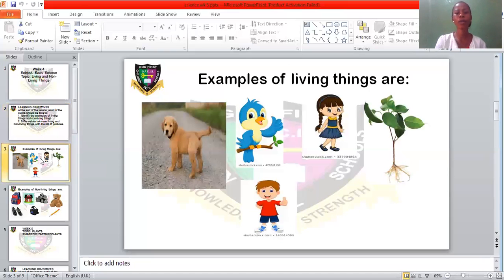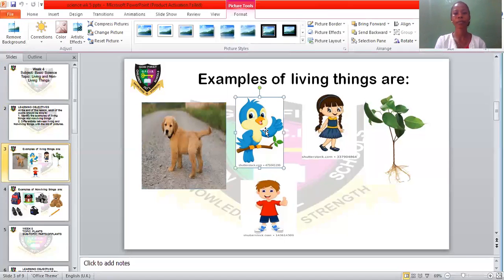Now let's look at the examples of living things. What are the examples of a living thing? We have a dog. Dog is a living thing because a dog can walk. A dog can see. A dog can eat. So a dog is an example of what? A living thing.